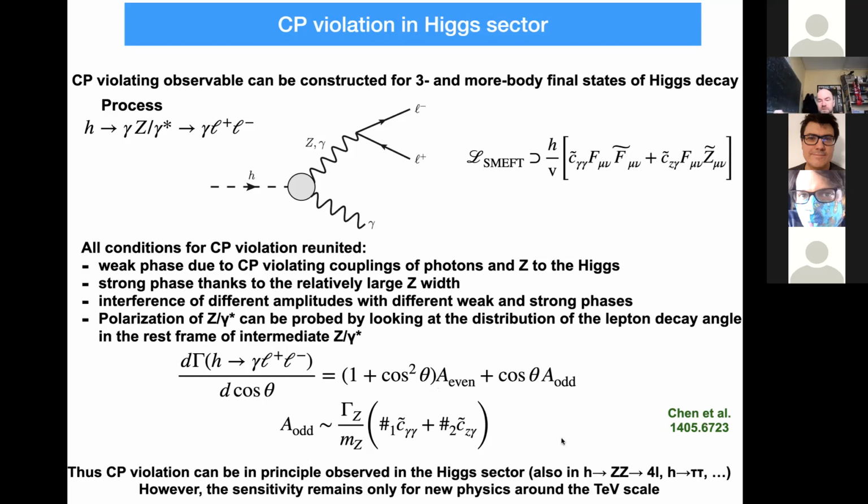There are other processes where CP violation can be searched for, for example Higgs to 4 leptons, where you can look at the relative decay planes of the two pairs of leptons. Also Higgs to tau tau and so on. However, even though you can look at CP violating observables, the conclusion is that you're always sensitive to C twiddle of the order of 1 or 0.1 at best. So the conclusion that you're only probing physics around the TeV scale is still there.